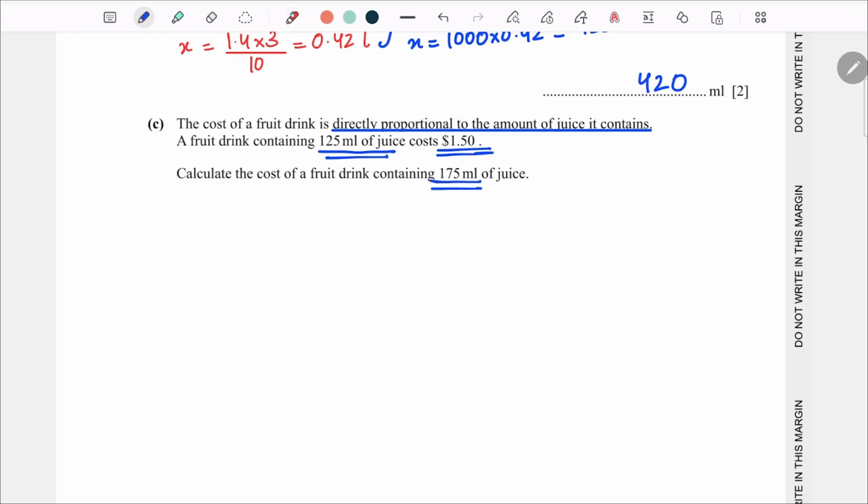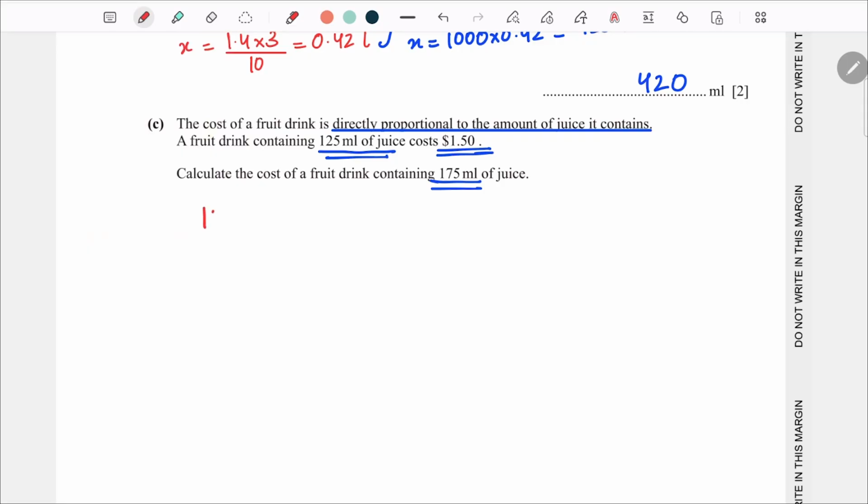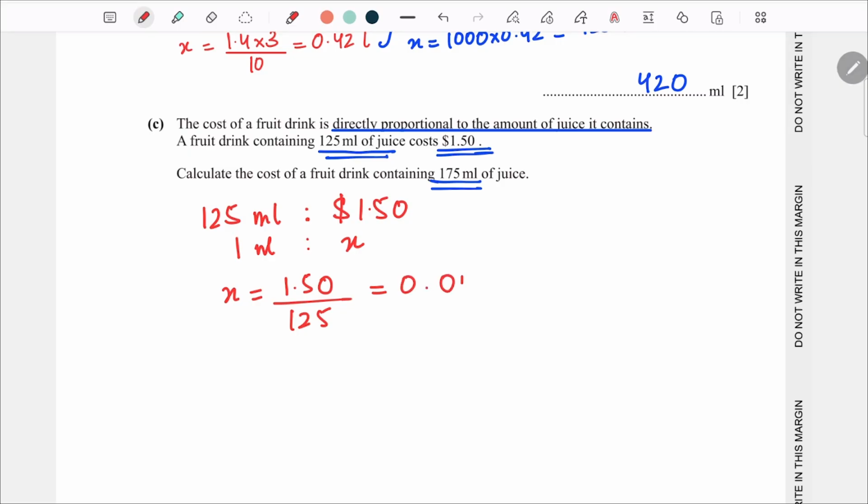So the cost of 125 milliliters is given to us. I'm going to find the cost of 1 milliliter. I'm going to do this by ratios. If 125 ml costs 1.50, then 1 ml will be X. X will be 1.50 divided by 125, and this is equal to $0.012. So this is the cost of 1 milliliter.